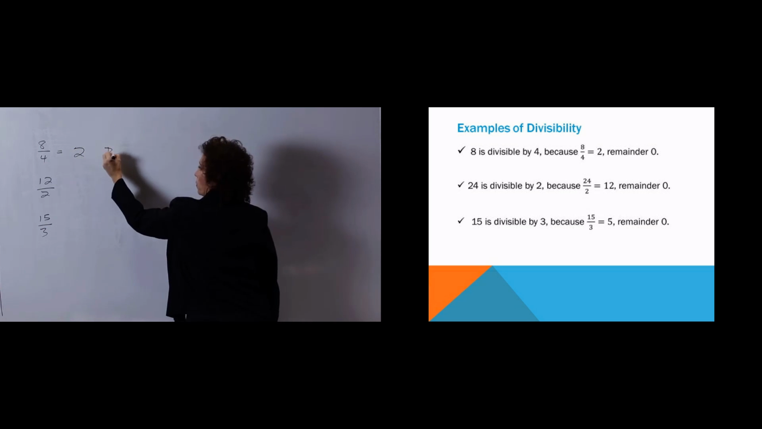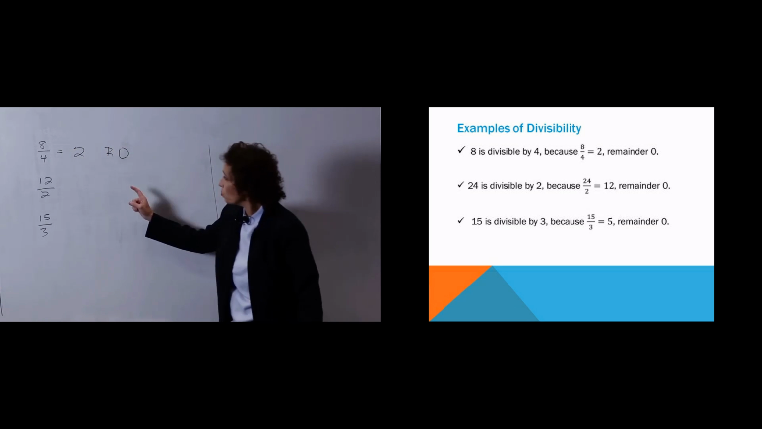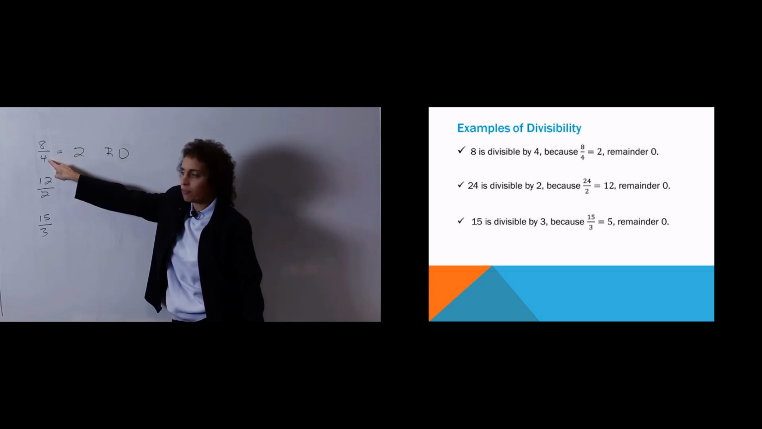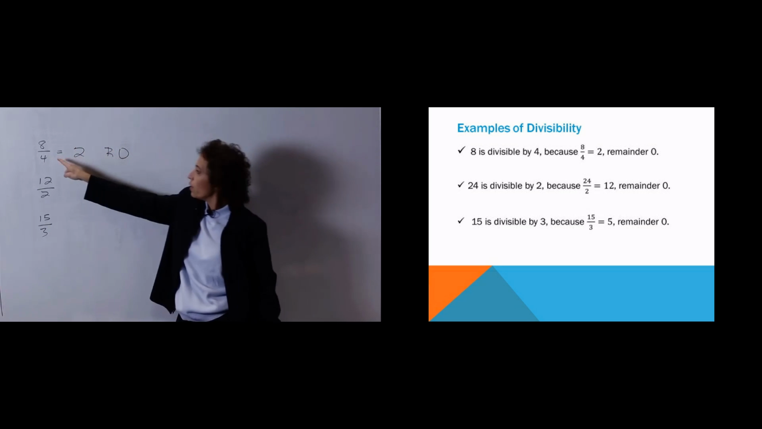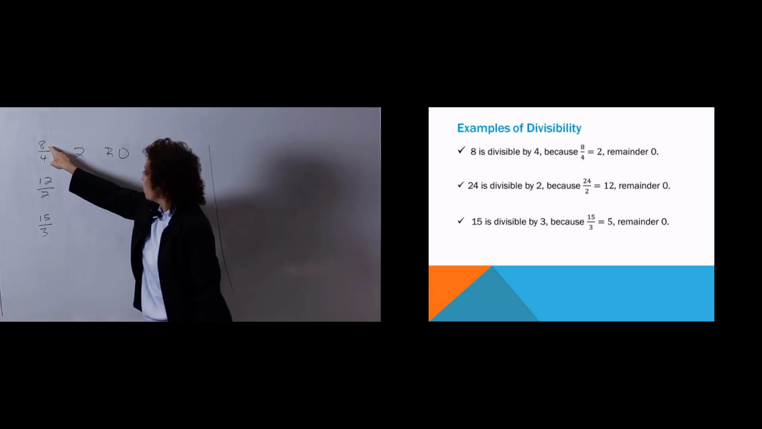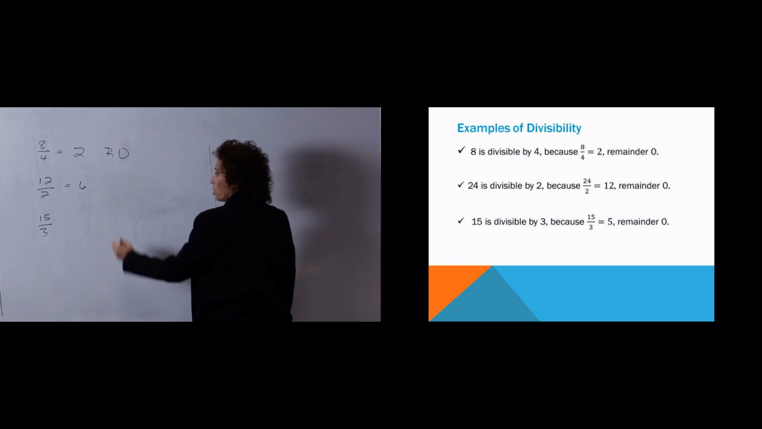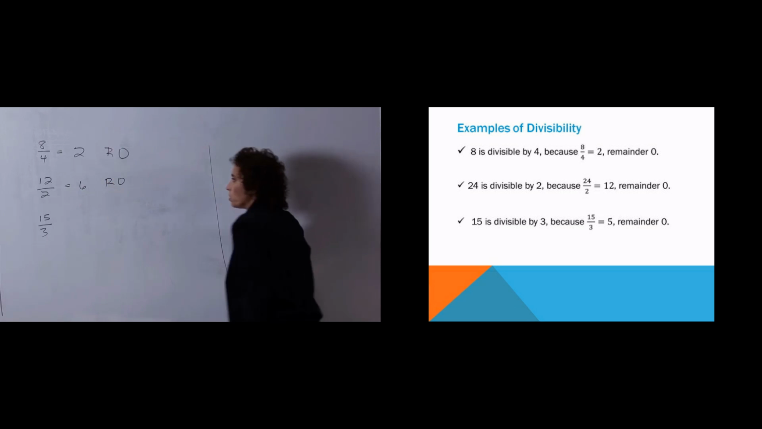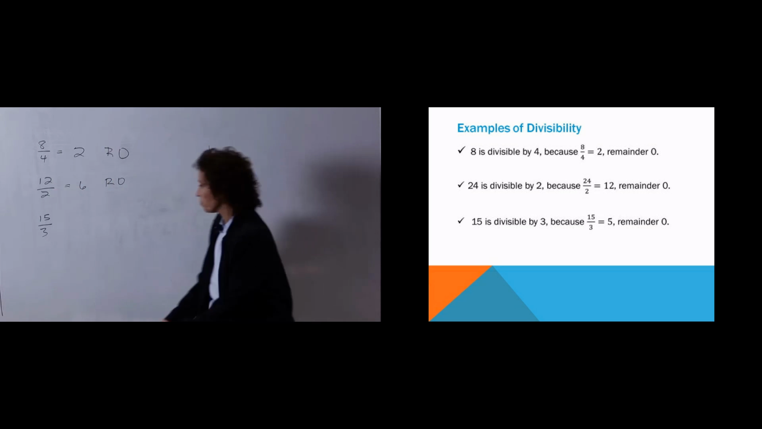You might remember that we use R for the remainder. Remainder is 0. Okay, that tells me that 8 is divisible by 4 because it's 2 with a remainder of 0. Whenever the remainder is 0, that means that this number is divisible by this number. 12 divided by 2 is 6 with a remainder of 0. So that tells me that 12 is divisible by 2.